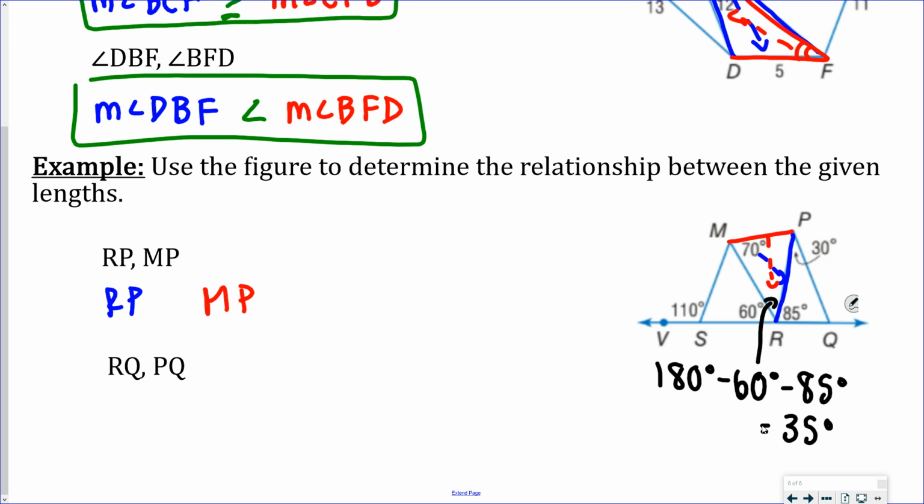So RP, across from the larger angle, is going to be the larger side. Make sense? RP is across from the angle of 70. That's going to be a longer side than across from the angle of 35, which is MP. Okay, last one.